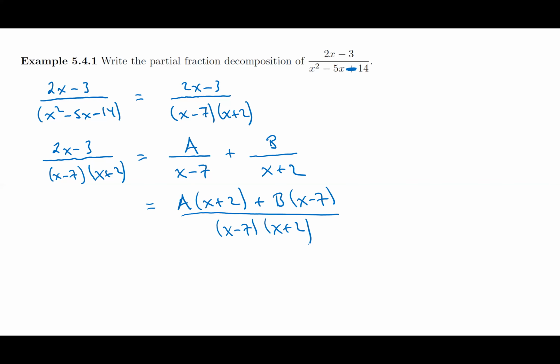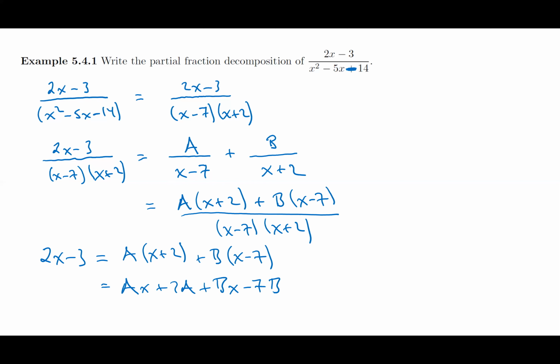Okay. Now, what this tells me is that 2x minus 3 equals A times (x plus 2) plus B times (x minus 7), which is Ax plus 2A plus Bx minus 7B. And what I'm going to do now is gather the x terms and factor, and then my constants, okay?